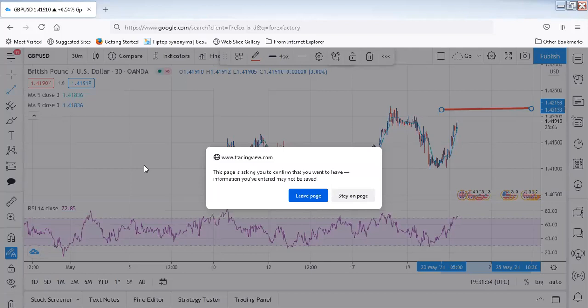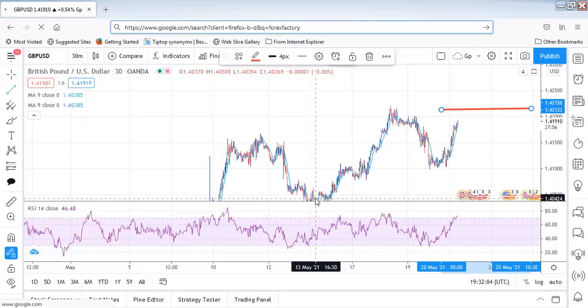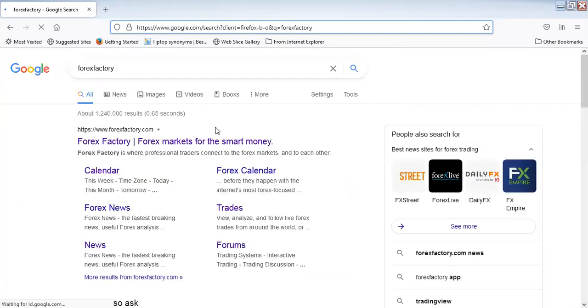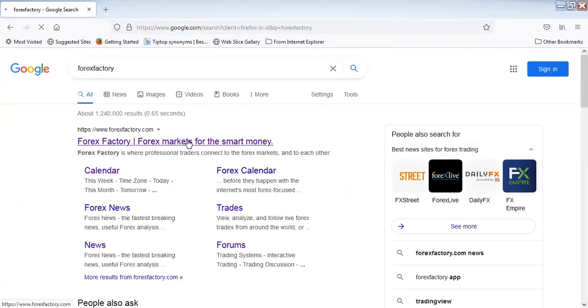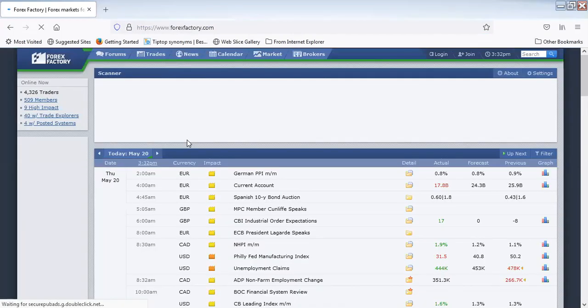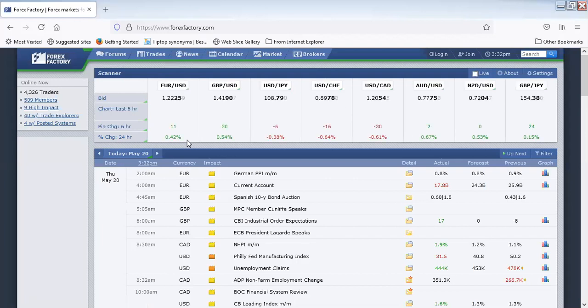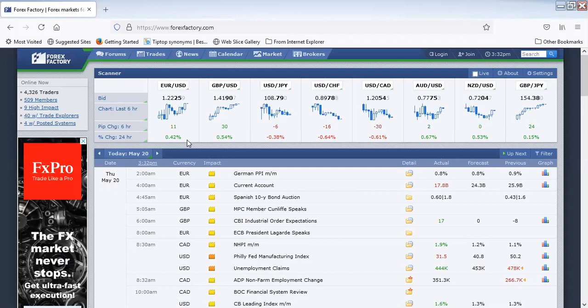So once I click on Forexfactory, I will now go to Forexfactory. I'll click on it. Look at it. Like I said, Forexfactory is good when it comes to headlines. German PPI, current accounts, unemployment claims.